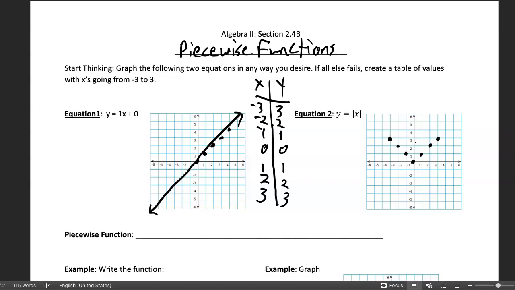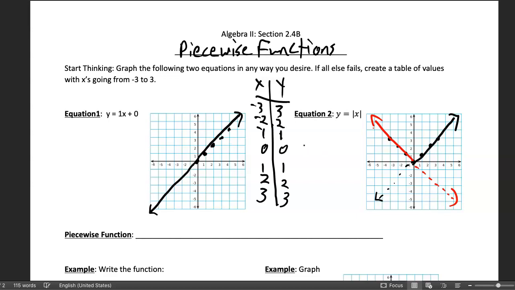Now this is going to create a V, but let's look at this in a different way. What we see is this half looks just like the half of this equation. However, this half looks different. If we were to continue this down, we would get a line with negative slope, whereas this would just be our same line from over in equation 1. So this brings us to piecewise functions.